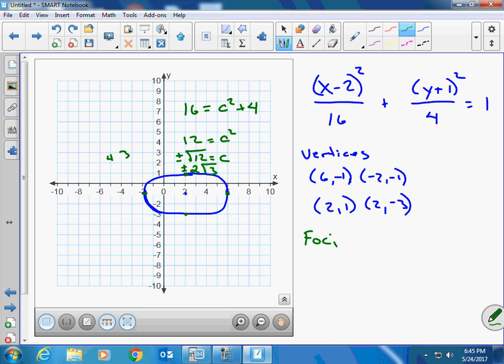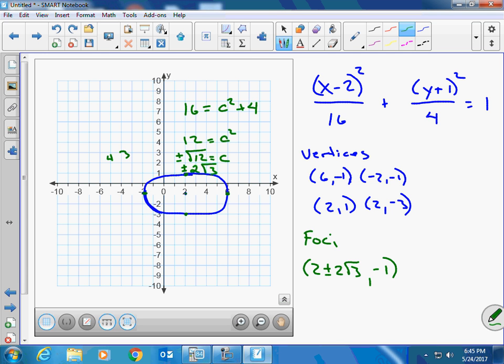Which way? Horizontally or vertically? I start at the point 2, -1. Do I count in the x direction or in the y direction? Major axis, the longer one. I count in the x direction. So I started at 2, and I'm going to add, and I'm going to subtract 2 square roots of 3 to that number. And the y-coordinate will not change. There's my foci.